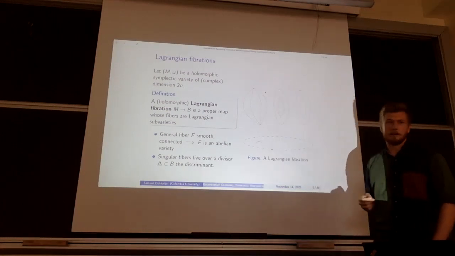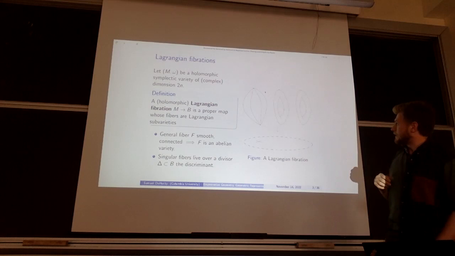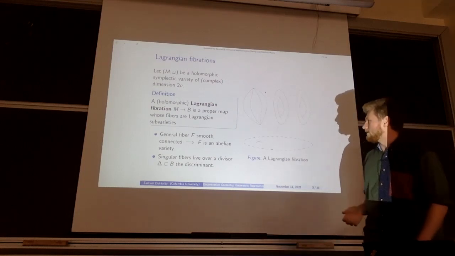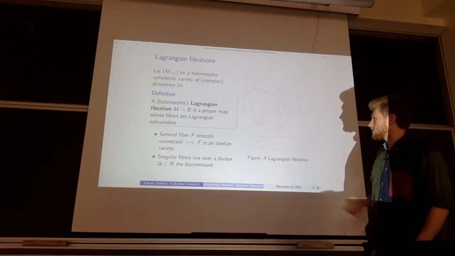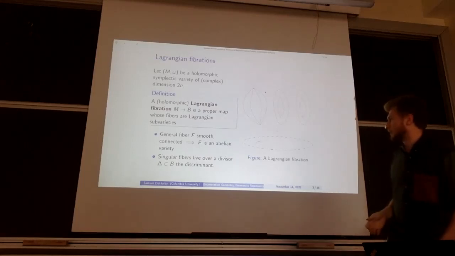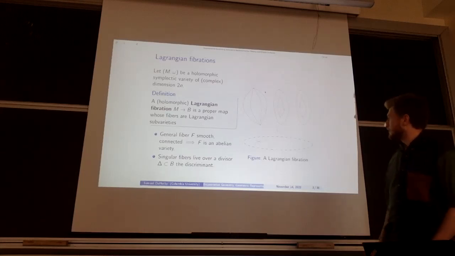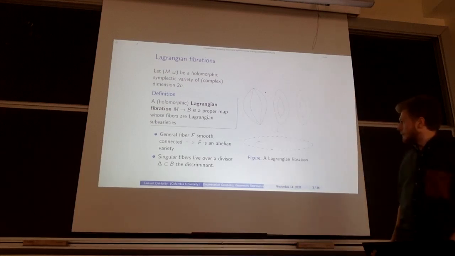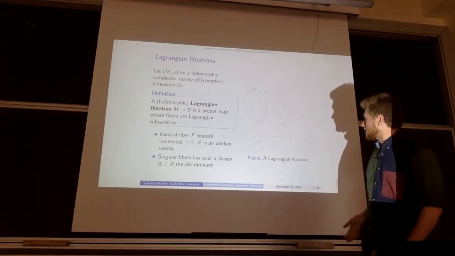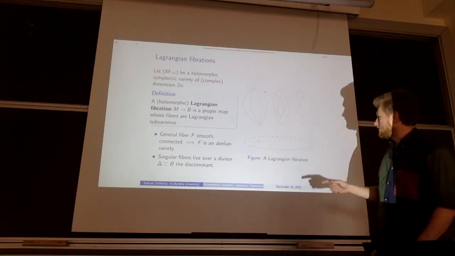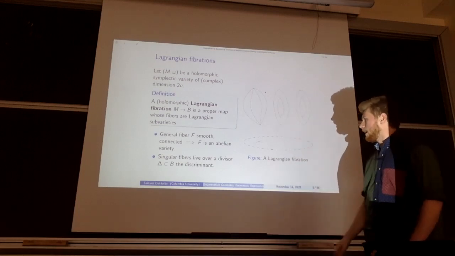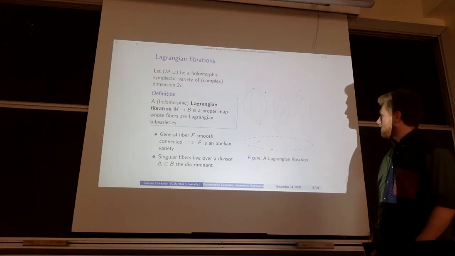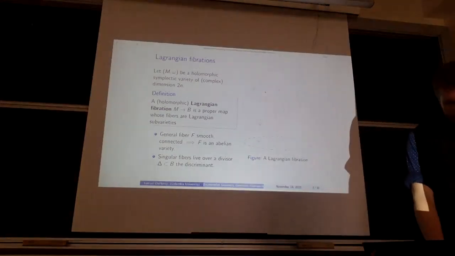So it's a consequence that if you have such a structure on these varieties, then as long as the general fiber is smooth and connected, it's automatically an abelian variety. So in the two-dimensional case, the fibers are one-dimensional abelian varieties, which are elliptic curves. And then it's also a consequence that the singular fibers, so the generic fiber is going to be smooth, but the singular fibers live over a divisor on the base, called the discriminant, where the fibers are no longer smooth but are able to develop singularities.